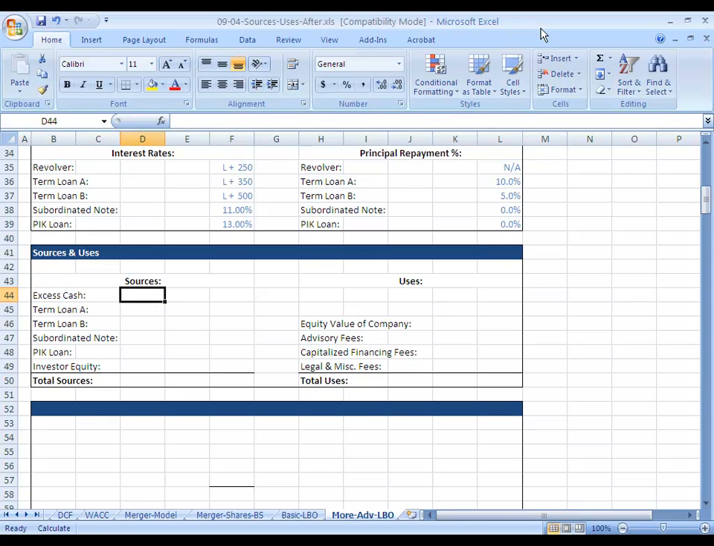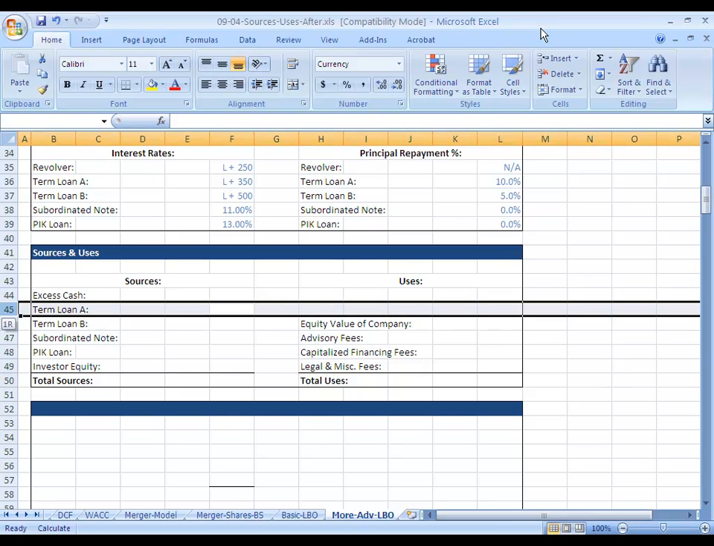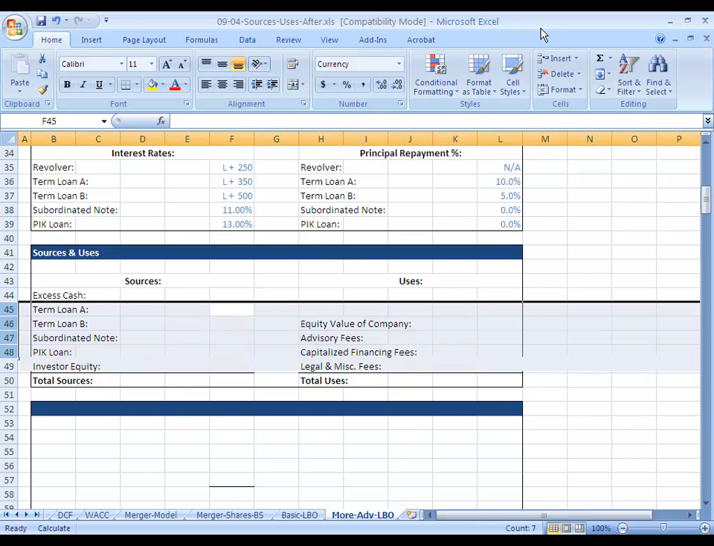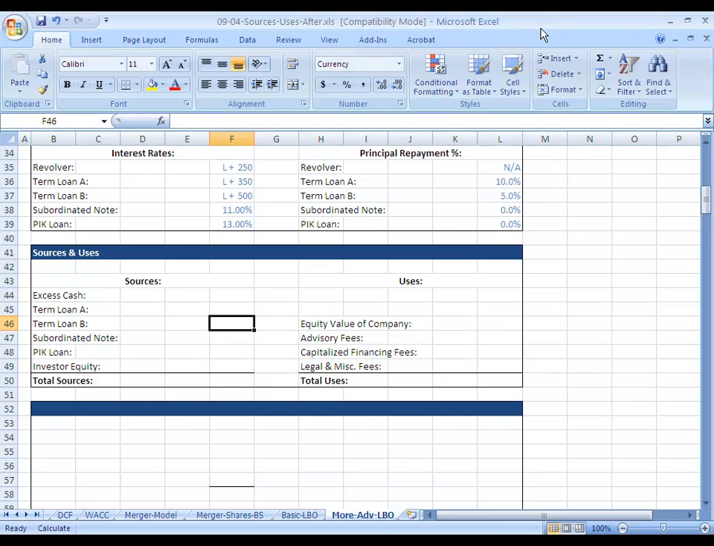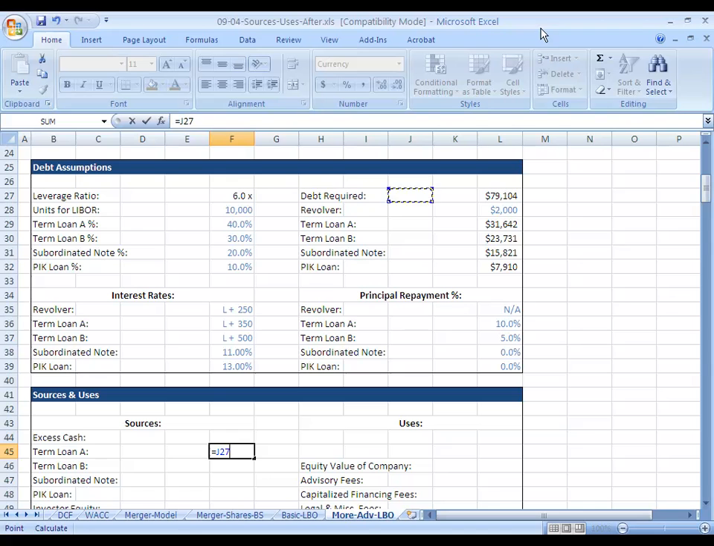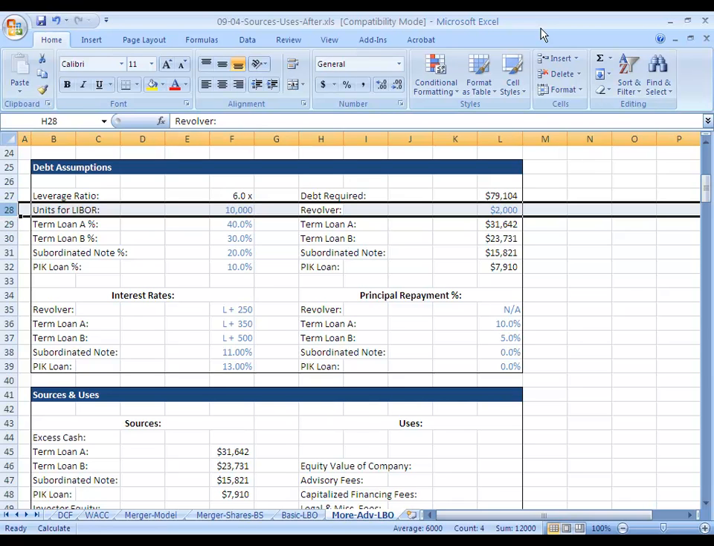So the way we're going to set this up is very similar to what we saw in the basic LBO model. On the sources side, we're going to finance this transaction primarily with debt and investor equity. So to start with, on the debt side, for term loan A, I'm going to link up to our debt assumptions. And I can actually just copy this formula down for the other tranches of debt. Now remember that we're leaving out the revolver here because we're assuming that this $2 billion revolver is undrawn at first. So there's nothing on the balance sheet. We only draw on the revolver and create debt there if we actually need to do so.